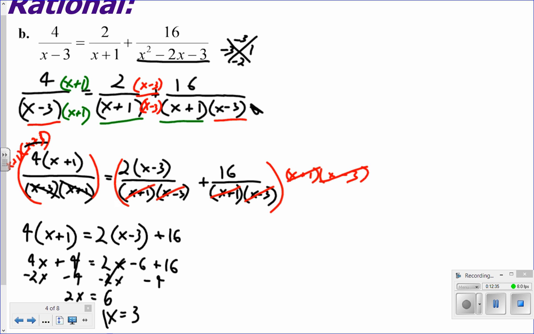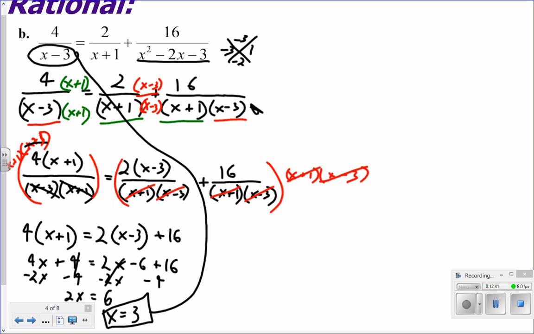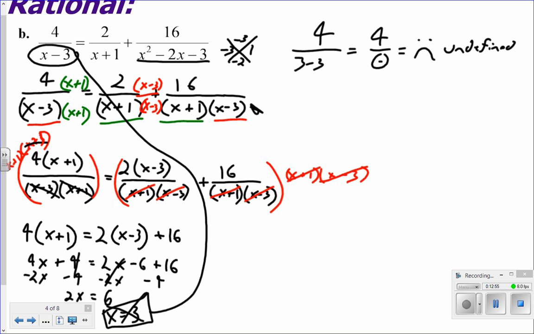Well, again, I got to plug it in. Well, I have a big problem here. I plug in 3 here, right? I'm going to get 4 over 3 minus 3, which is equal to 4 over 0, which is undefined. It's a big no-no. So that cannot be a solution. So there's no solution to this equation. So we would just say no solution. A lot of work to show there's no solution.